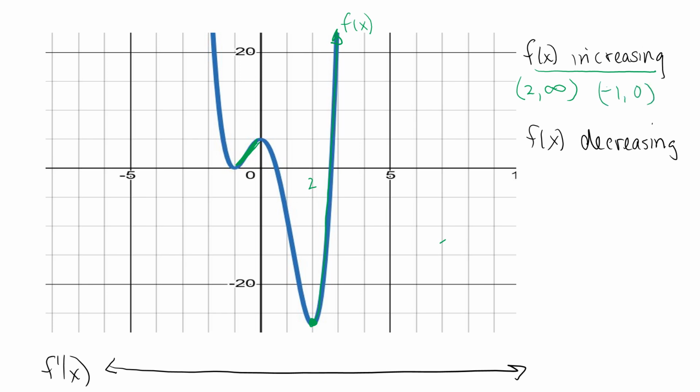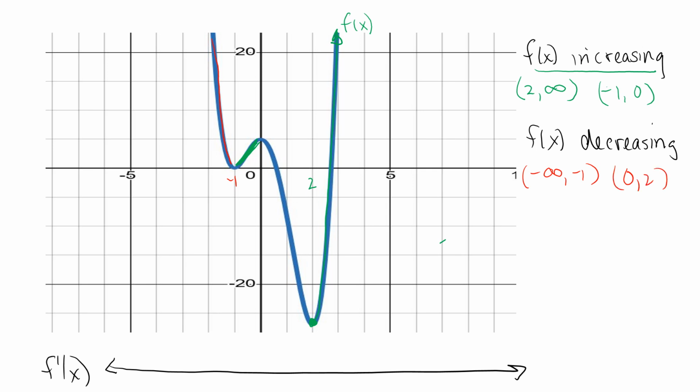On the flip side, when is it decreasing or when is it falling? It's falling between -infinity and -1. This here is at -1, and then again between 0 and 2.